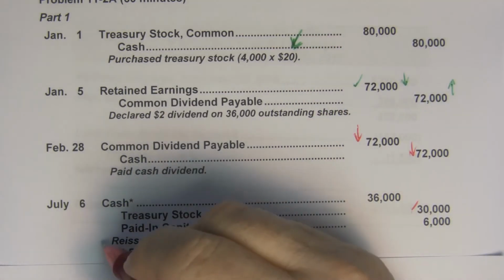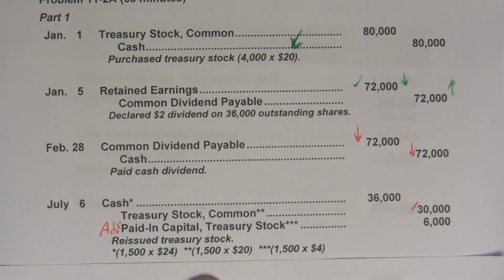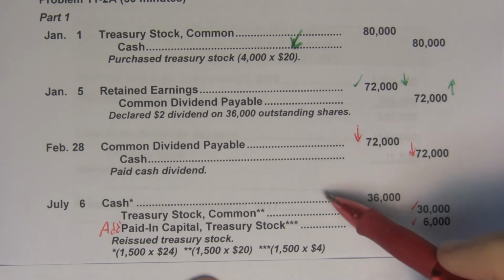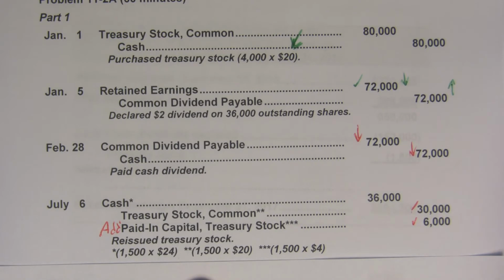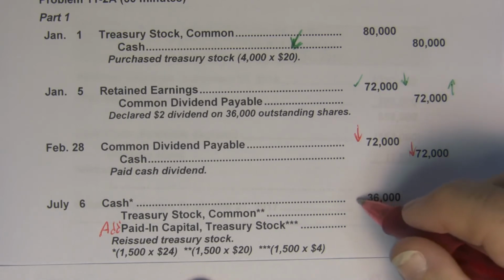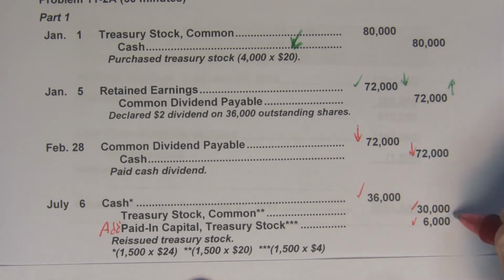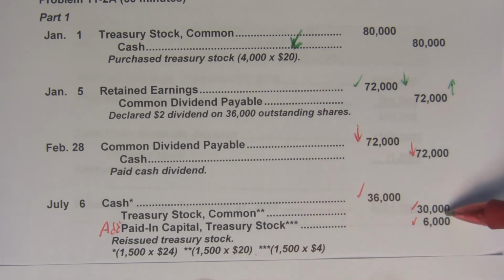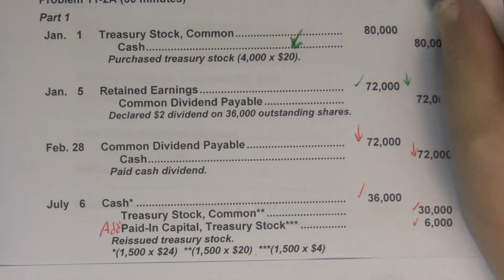And then we have additional paid-in capital, treasury stock, 6,000. So the cash we got is $24 times 1,500. It's 36,000. 30,000 of it is what we paid for the shares, $20 per share times 1,500. The other $4 per share is additional paid-in capital treasury stock.